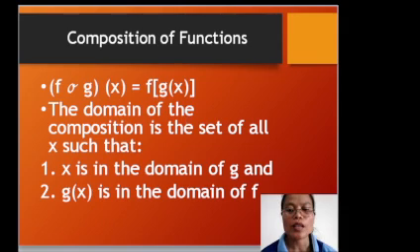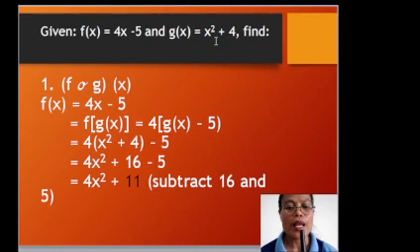Okay, look at this example. We have the given f of x is equal to 4x minus 5 and g of x is equal to x squared plus 4. And we need to find the composition of f and g. So we have here the f of x is 4x minus 5. And we will compose the two functions. So we have 4 composed with g of x minus 5.